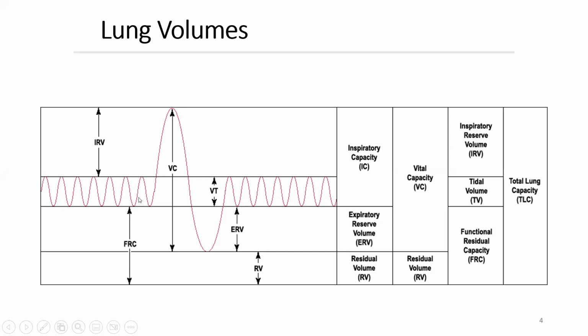And this is the normal tidal volume. The vital capacity includes the tidal volume and the inspiratory capacity, and the expiratory reserve volume. This is the forced vital capacity. This is the whole vital capacity. The air trapped in the lung is the residual volume. This is the tidal volume, inspiratory reserve volume, and expiratory reserve volume plus residual volume represents the functional residual capacity. This is the whole or the total lung capacity.